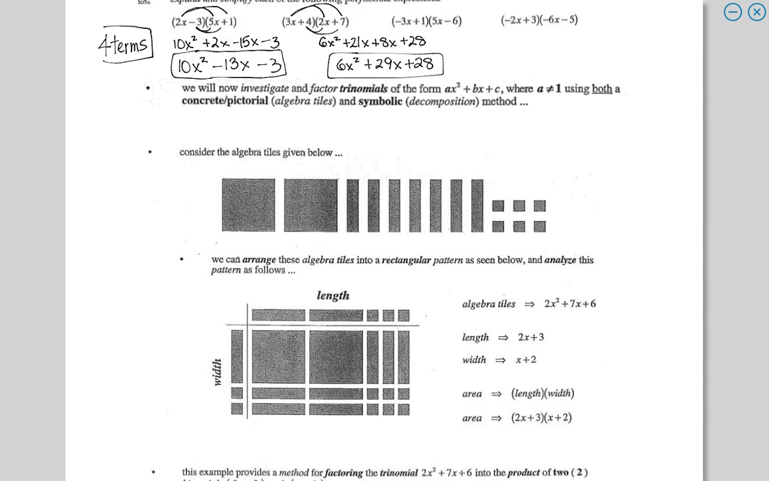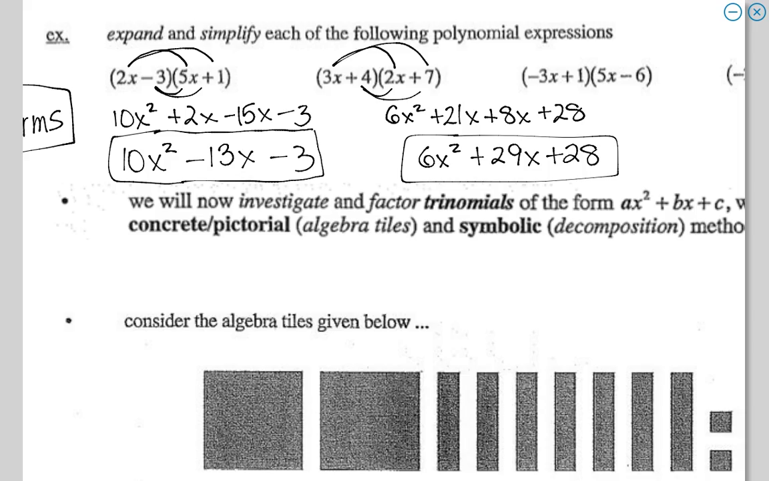So now, second bullet, we're going to investigate and factor trinomials of the form ax squared plus bx plus c, where a is not 1, using both a concrete pictorial algebra tile approach and a symbolic decomposition method. And eventually what I want you guys to be able to do is just the decomposition. That's what I want you to be able to do, but sometimes these pictures help. Okay? Just one last time here before we finally get into it.